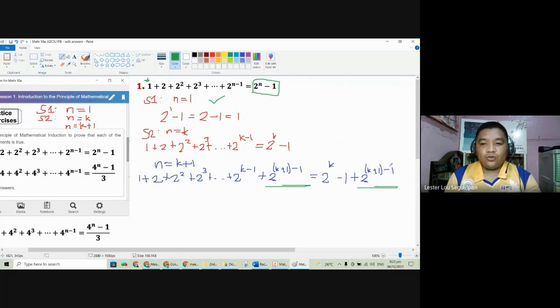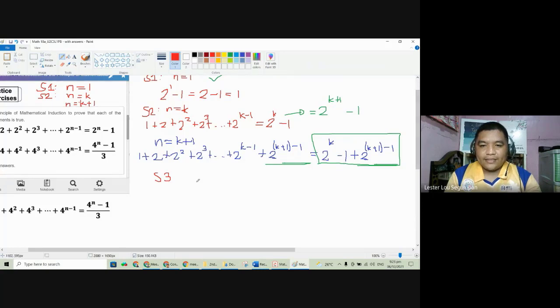Specifically, we need to show that this expression could become the endpoint of the expression here. The point is, if we change k here to k plus 1, it actually becomes 2 to the k plus 1 minus 1. So we need to manipulate this expression for step 3 so that it returns to this expression here. So here's step 3. We need to show again this expression.